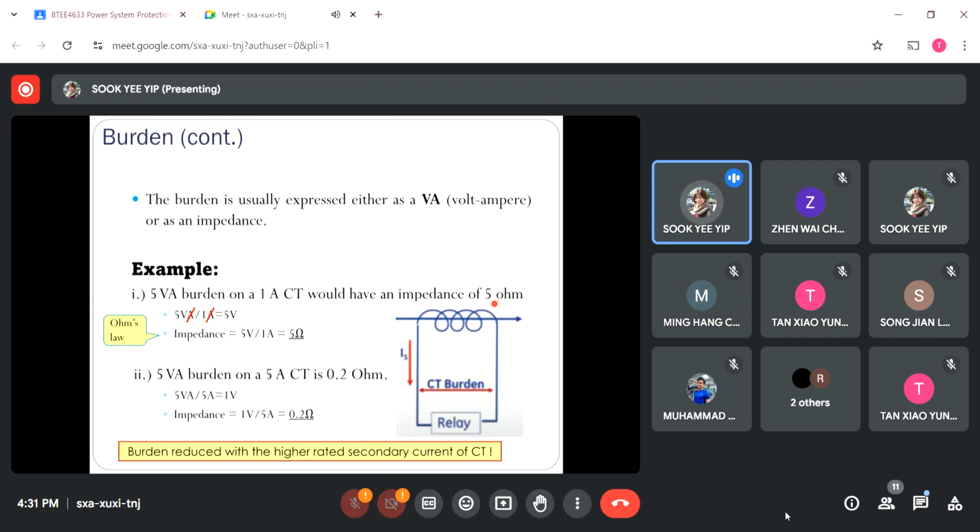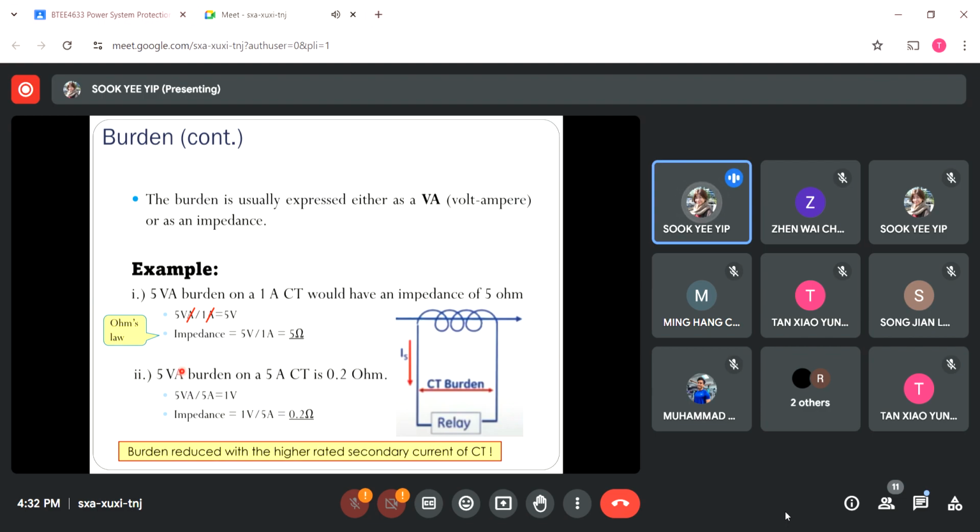How can I find this? With the voltage drop across here being 5 volts and the current flow being 1 amp, you just use Ohm's law: 5 divided by 1 amp. So you know that the burden due to this relay in terms of impedance is equivalent to 5 ohms. Okay, so that's how we convert from the burden reading in apparent power to the units of ohms in terms of impedance.